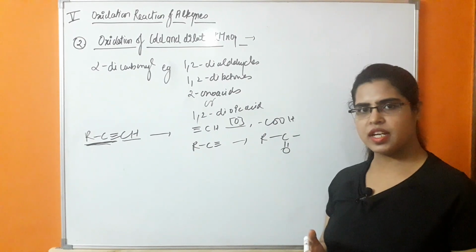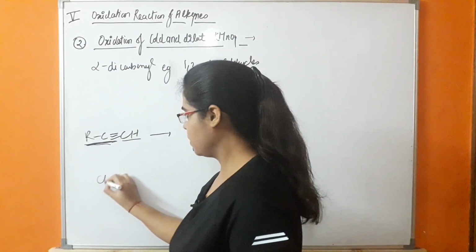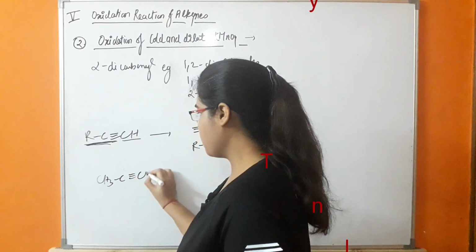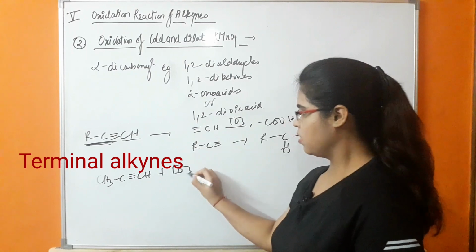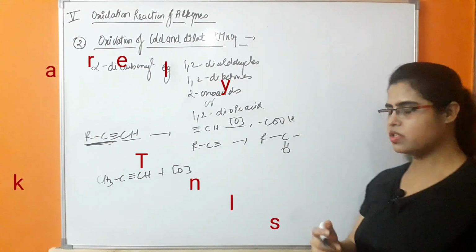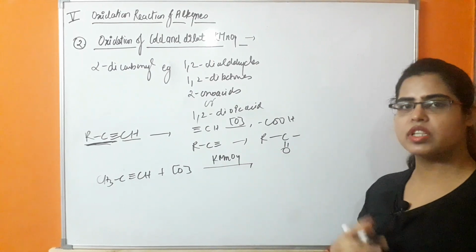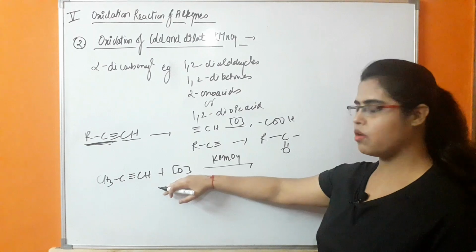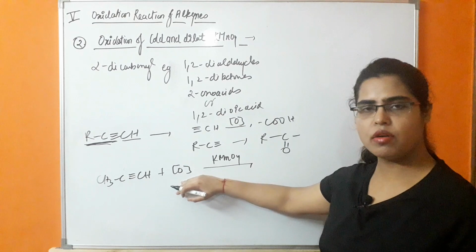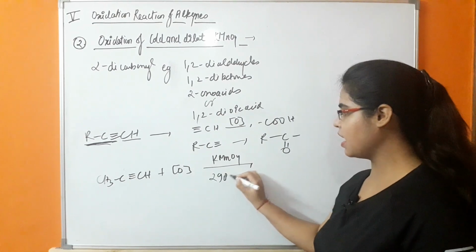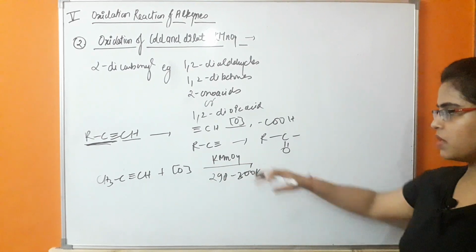Let's see how the oxidation reaction takes place in the case of terminal alkynes. Example: CH3 C triple bond CH. This is a terminal alkyne. So in the presence of nascent oxygen which is released by KMnO4, when KMnO4 reacts with water, there is release of nascent oxygen. This reaction is shown in the case of alkenes. The temperature is 298 Kelvin to 300 Kelvin, so the temperature of the reaction medium is very low.